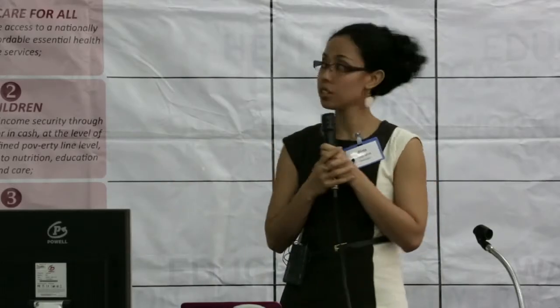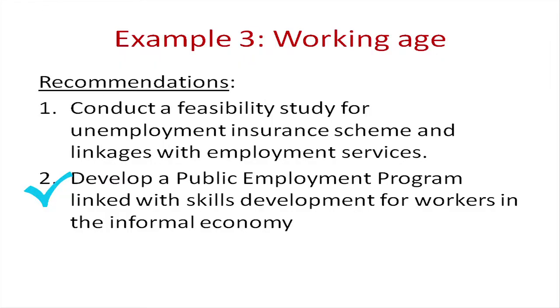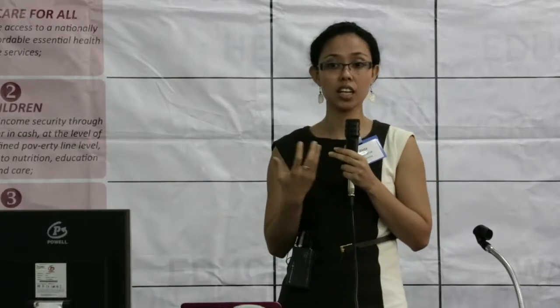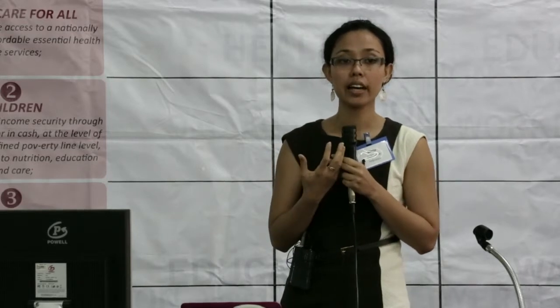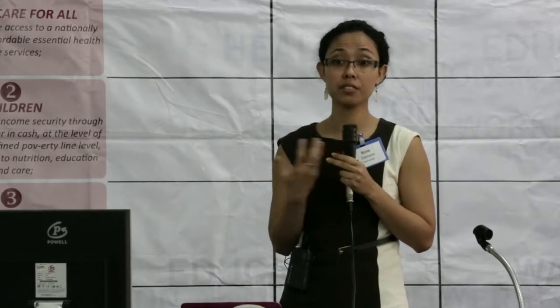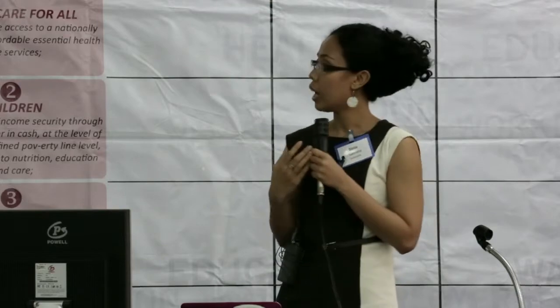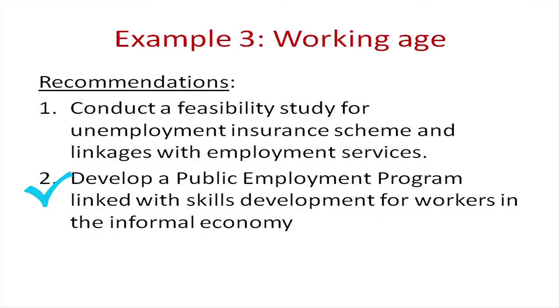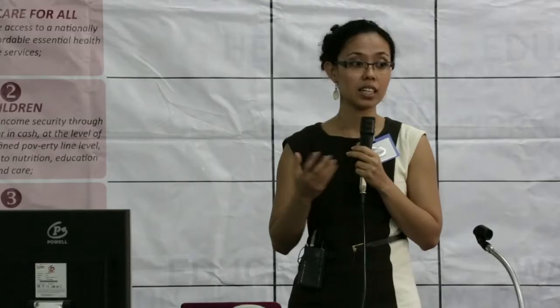For working age, I took here from the matrix 2 recommendations. First is to conduct a feasibility study for unemployment insurance scheme and linkages with employment services, because unemployment insurance is currently non-existent in Indonesia. Instead, we have the severance pay. And the second is to develop a public employment program linked with skill development for workers in the informal economy.